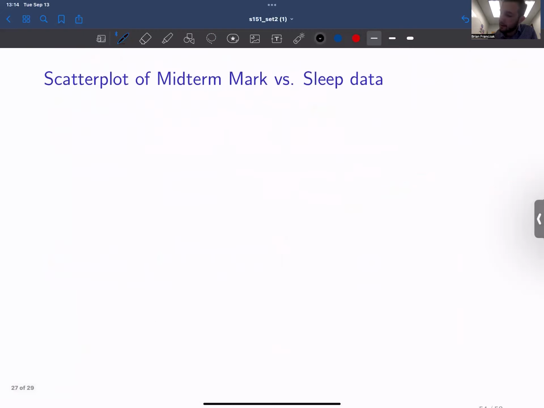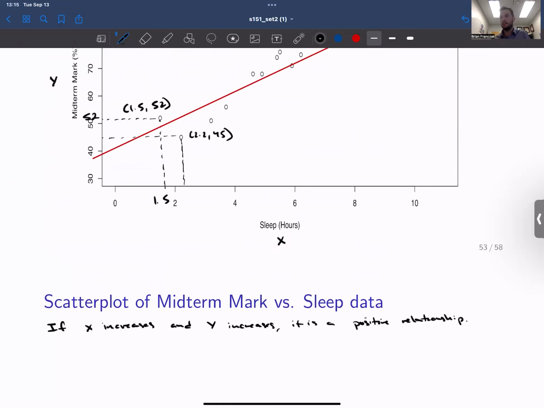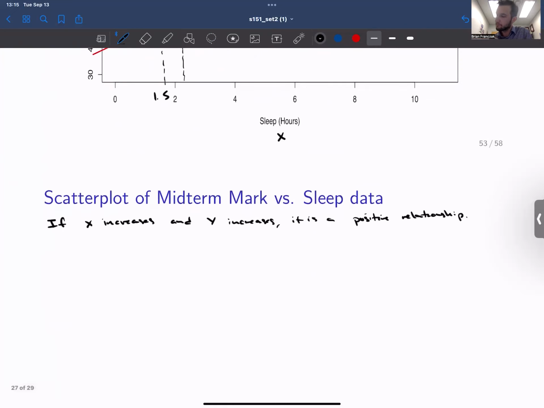Okay, so to summarize, if X increases and Y increases, it is a positive relationship. And here, X and Y just mean the axes. So the X-axis is this axis, and the Y-axis is that axis. So if the value for X gets bigger, and so does the value for Y, that's a positive relationship.